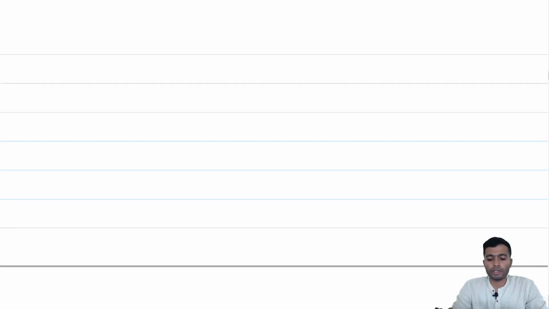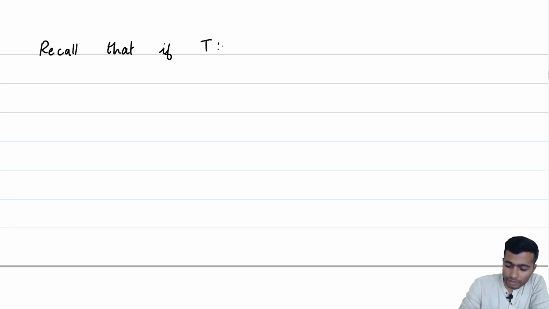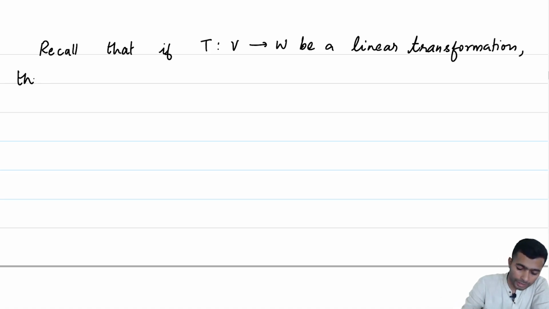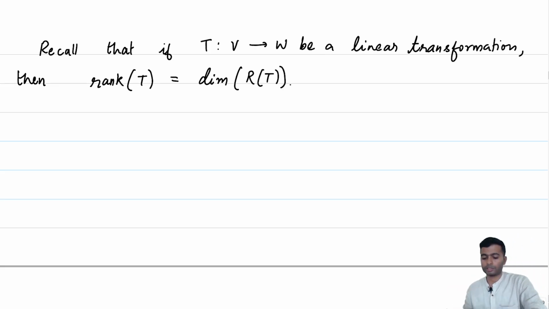So we are already familiar with the notion of the rank of a linear transformation. Recall that if T is a linear transformation from V to W, then the rank of T is the dimension of the range of T.